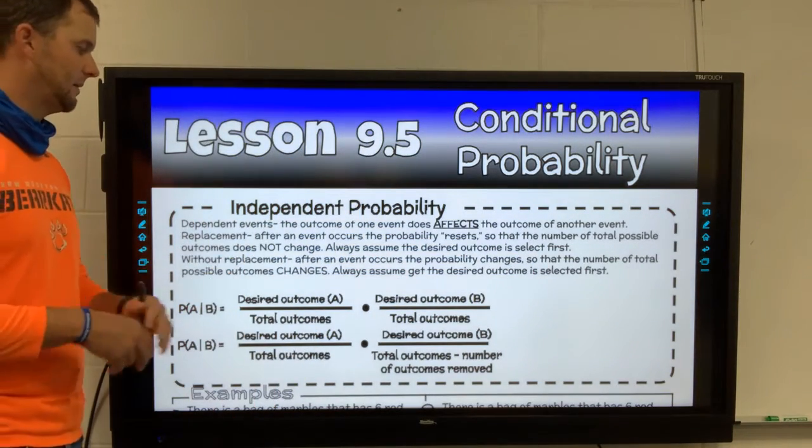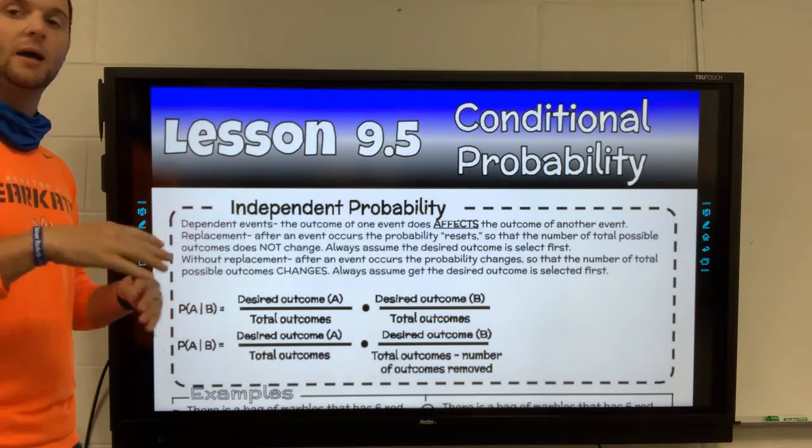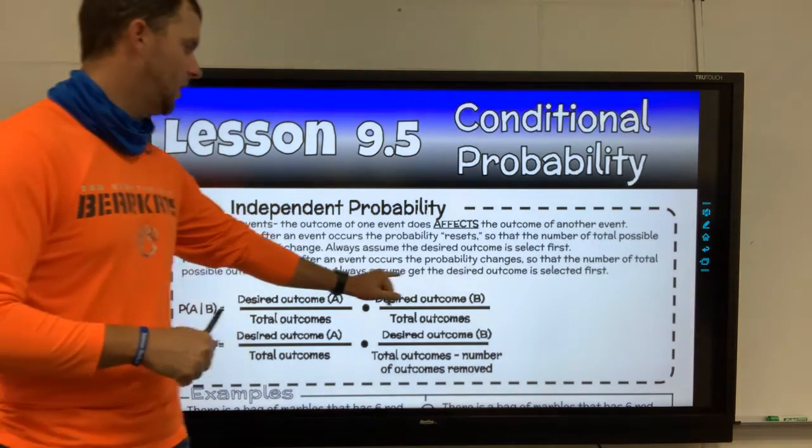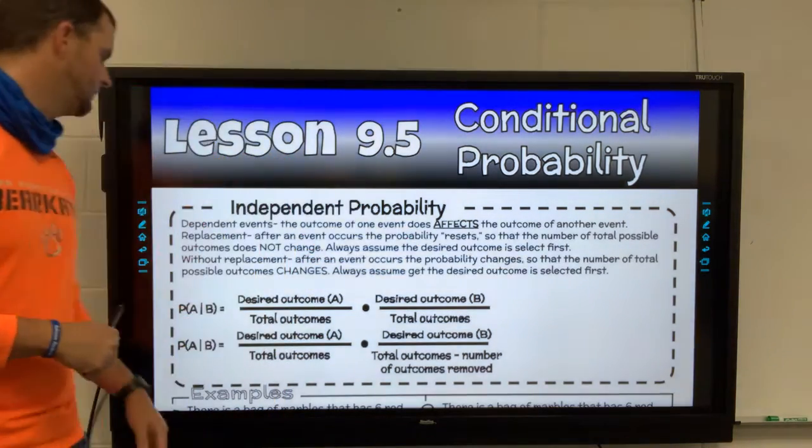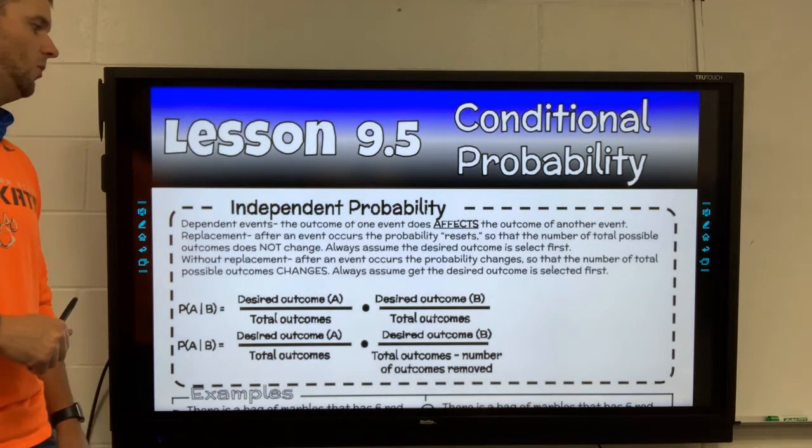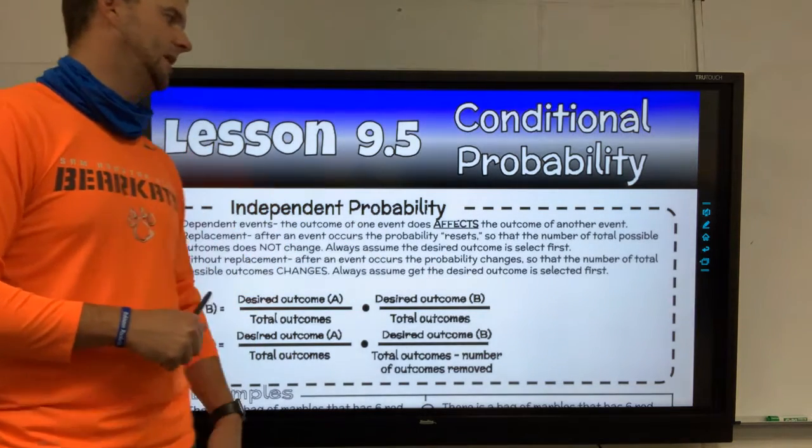Without replacement means I'm going to take out and then I'm not going to replace it. So after an event occurs, the probability changes so that the number of total possible outcomes changes. Always assume the desired outcome is selected first.